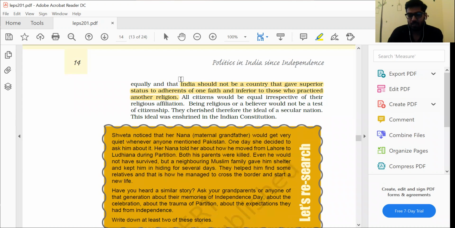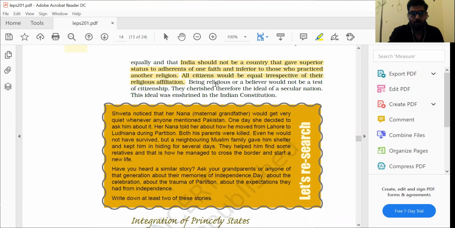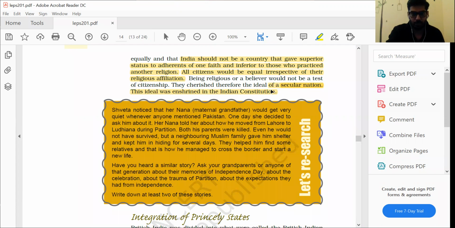In Pakistan, that's not the case. There, Sharia, the Islamic law, would be the law. So others will be differentiated and discriminated against. There is no doubt about that. In India, all citizens would be equal irrespective of their religious affiliation. India did that, so India became what is called a secular country. And this ideal was enshrined in the Indian constitution.